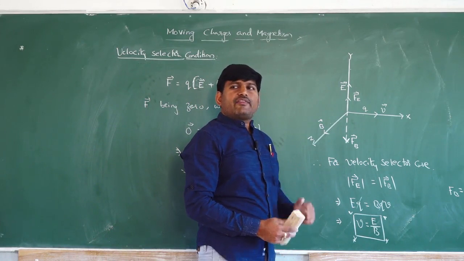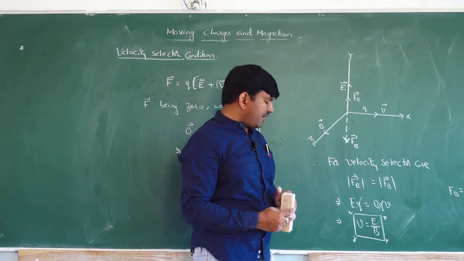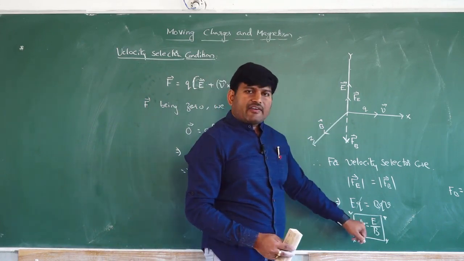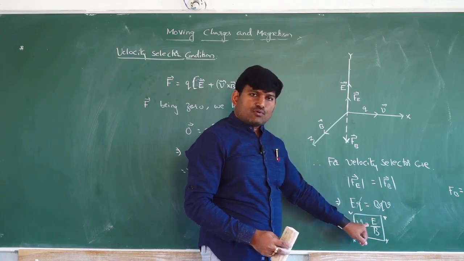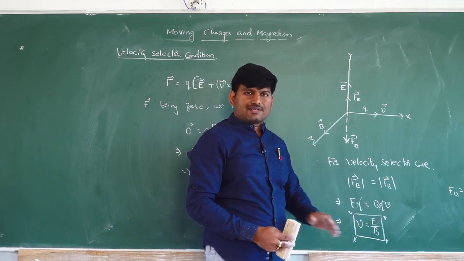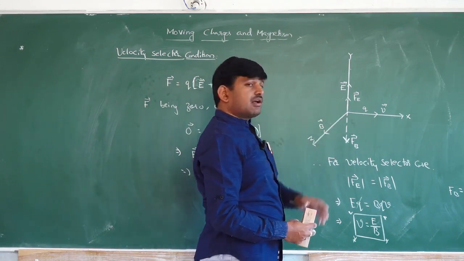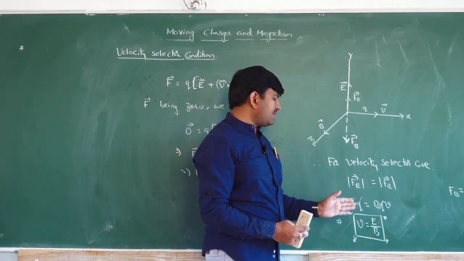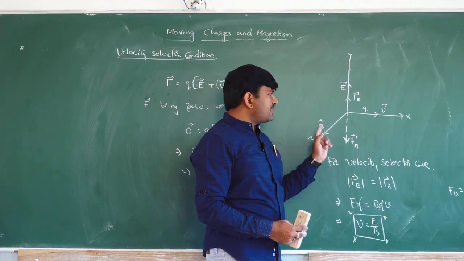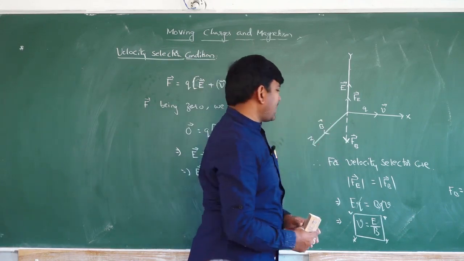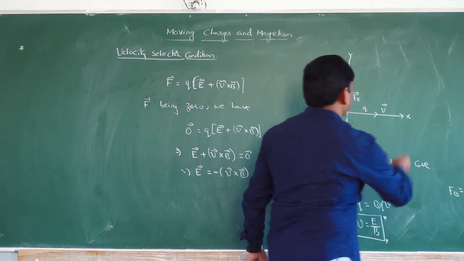Or if I know the electric field and magnetic field, then I can find the velocity with which the charge has to move so that it travels undeviated. So here, if you observe, electric field and magnetic field are perpendicular to each other. Therefore, I can say that the charged particle is moving in the crossed electric and magnetic field. I can draw the diagram like this.